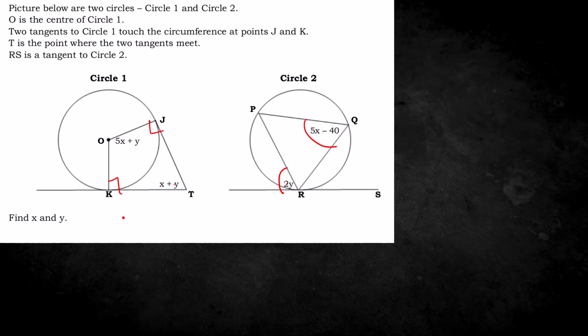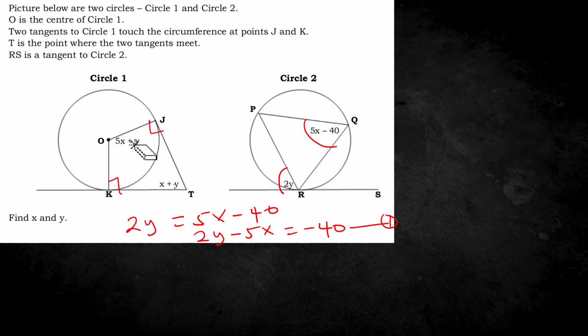So from here we can say 2y is the same as 5x minus 40. Therefore, 2y minus 5x is the same as minus 40. Let's call this equation 1.